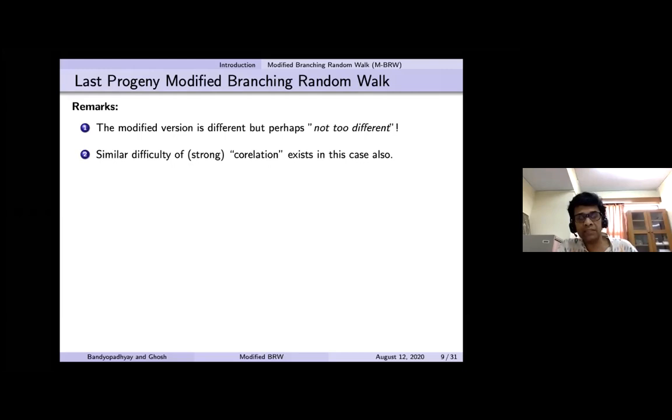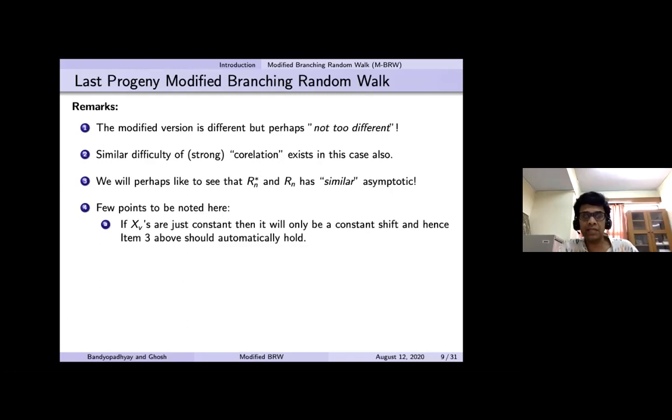However, we observe that the similar difficulty of strong correlation exists in this case also, of exactly the same nature. The two paths of U and V will be correlated up to the least common ancestor. We would perhaps like to see that R_n star and R_n have similar asymptotics. Now, if the X_V are just constant, then it will only be a constant shift, and hence what we are saying, that R_n star and R_n have similar asymptotics, is in principle true, except for a shift.